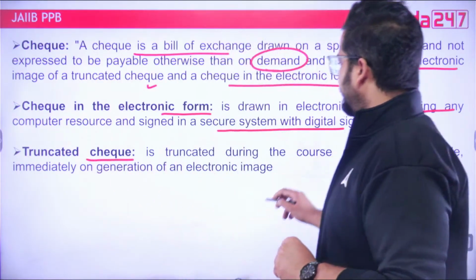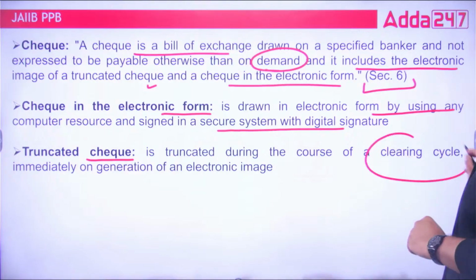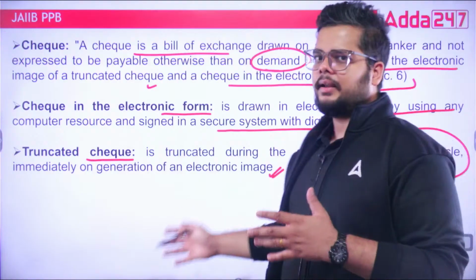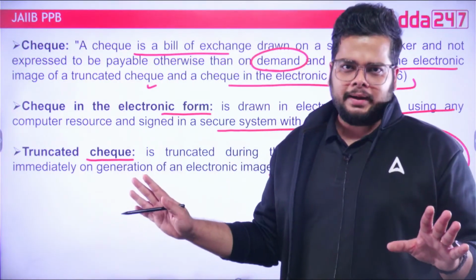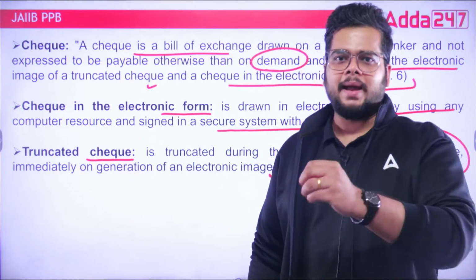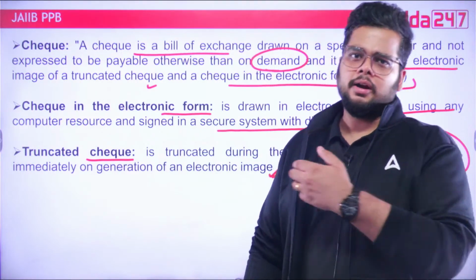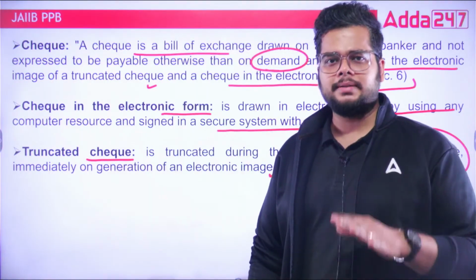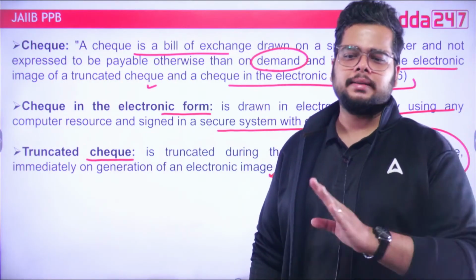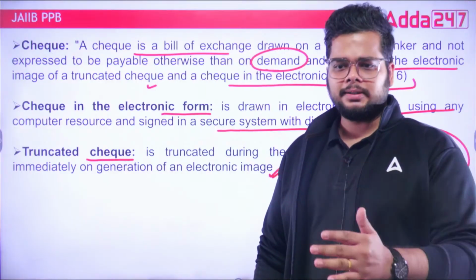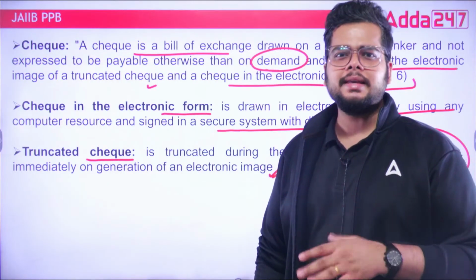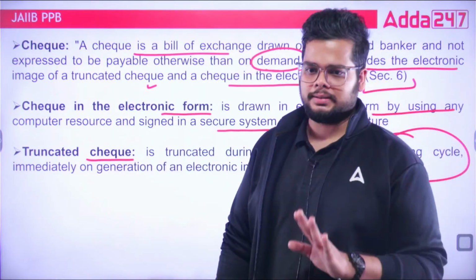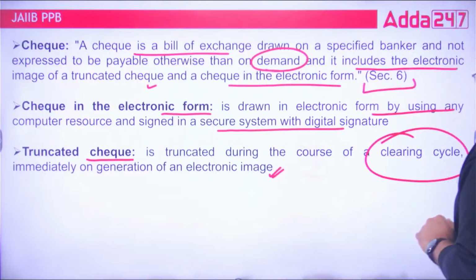A truncated check is truncated during the course of a clearing cycle, immediately on generation of the electronic image. Why is it done? It is beneficial for both parties, let's just face it. Firstly, for the bank, these images are helpful to establish that we have completed the transaction from our end. For the customer, why is it beneficial? It is easier that way, as the transaction time has been reduced drastically as compared to earlier.